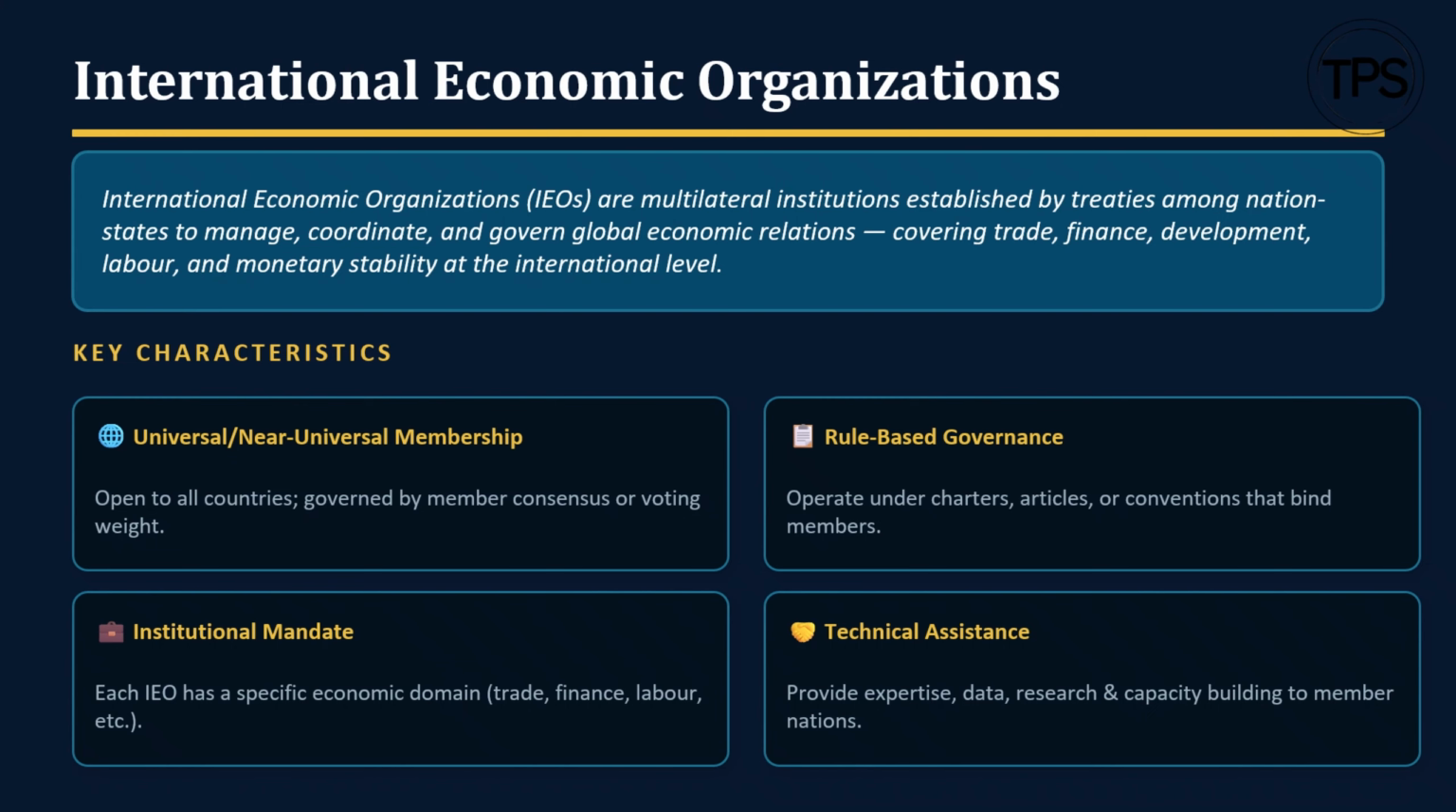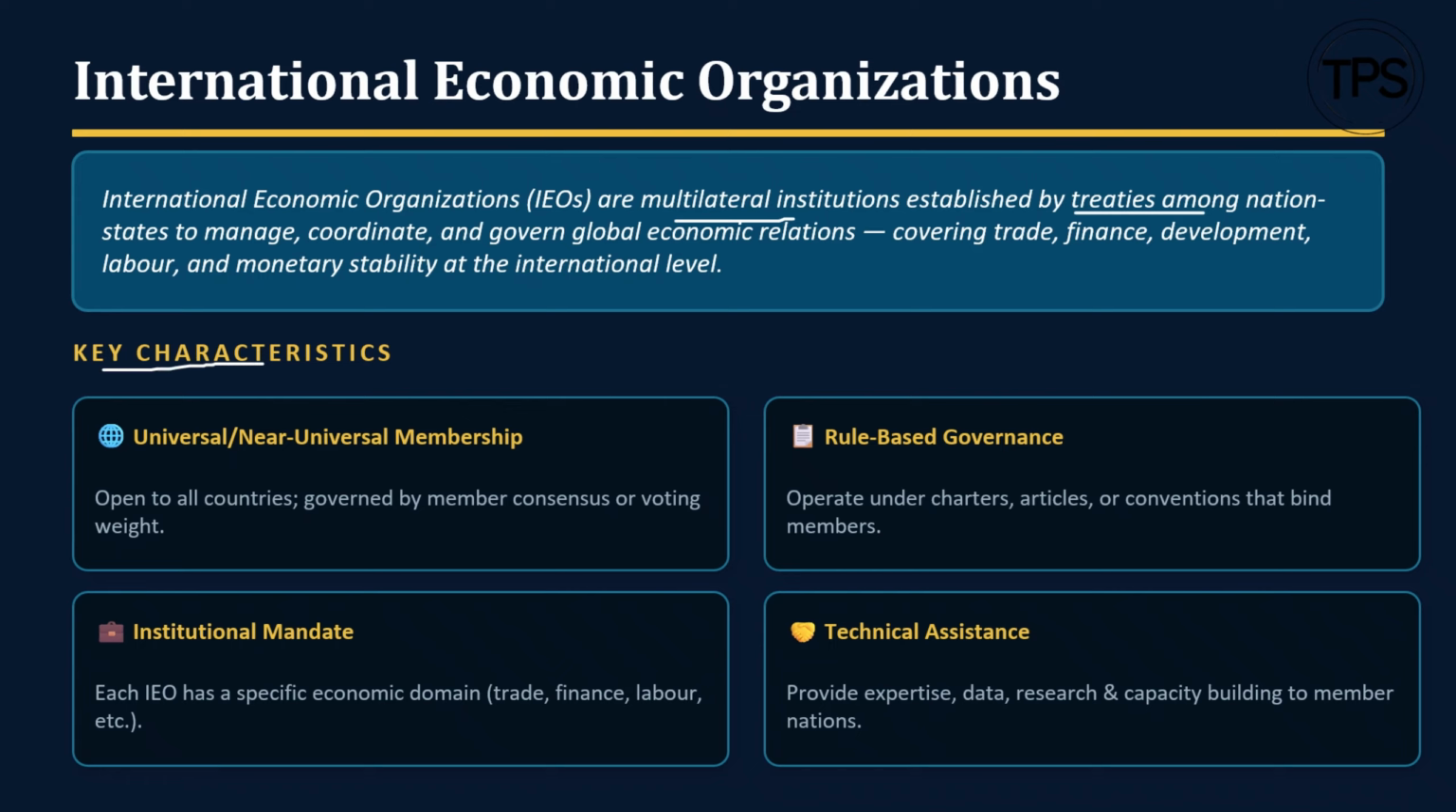The next page is International Economic Organization. What does it mean? International economic organizations are multilateral institutions established by treaties among nation states to manage, coordinate, and govern global economic relations, covering trade, finance, development, labor, and monetary stability at the international level.